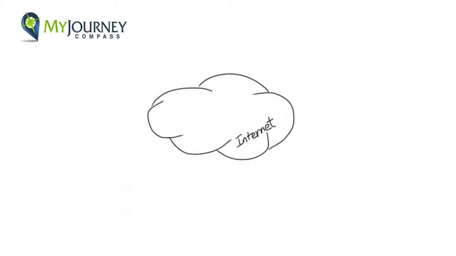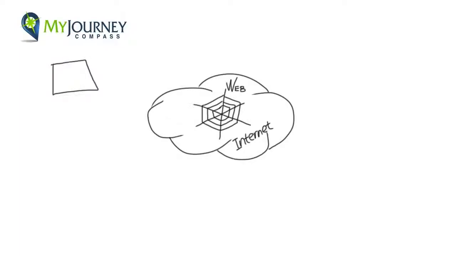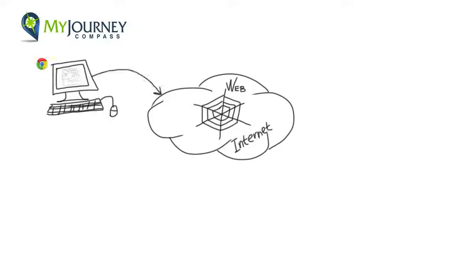MyJourney Compass application has two versions. One version is an application built with web technology. Patients run the application using a web browser such as Chrome, Firefox, or Safari.